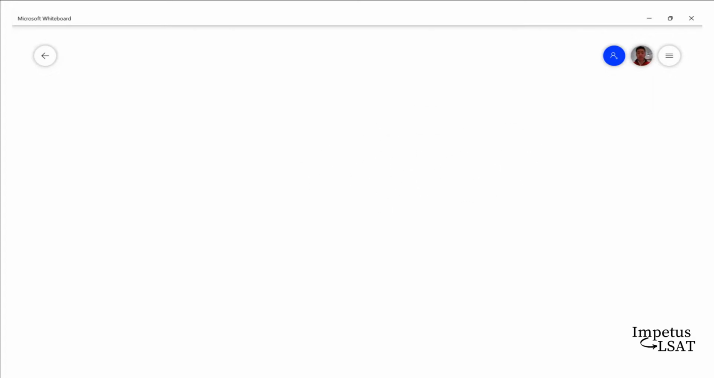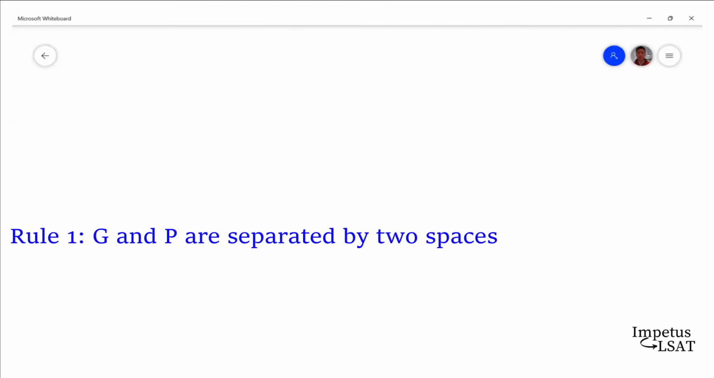Let's go ahead and take a look at the first rule. The first rule says G and P are separated by 2 spaces. So go ahead and pause the video and give this one a shot.